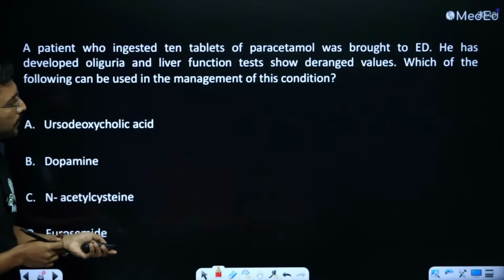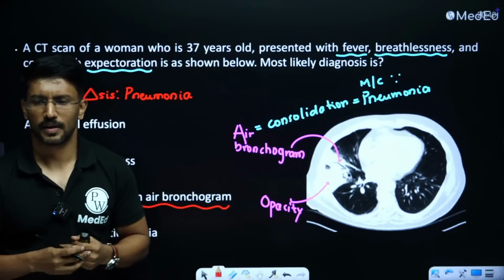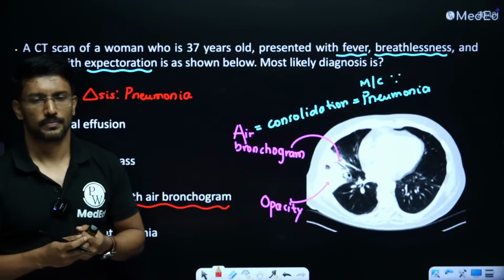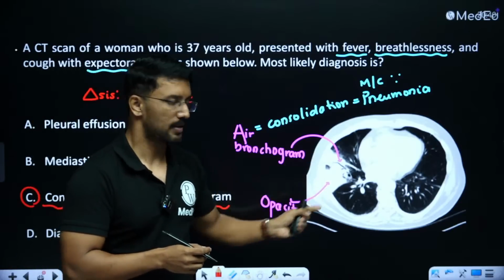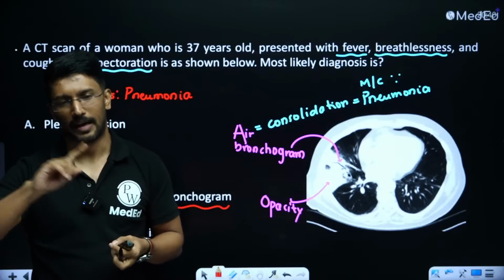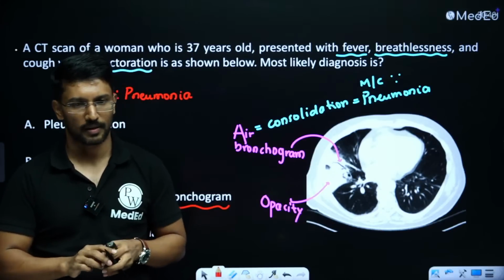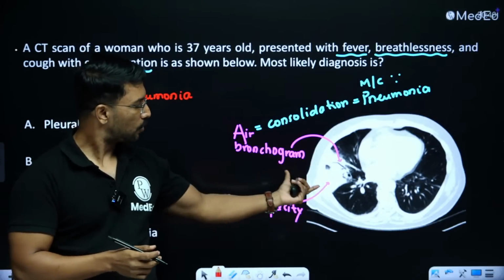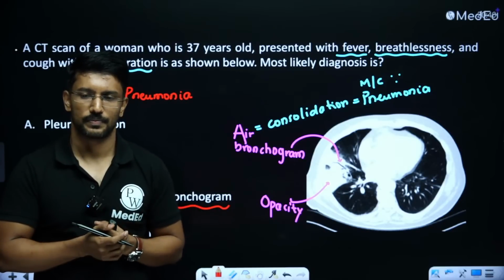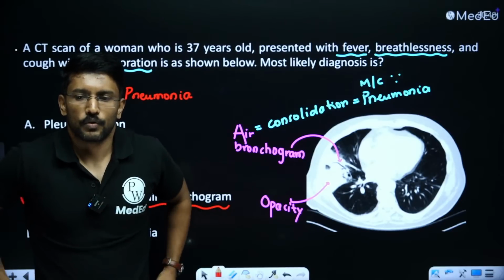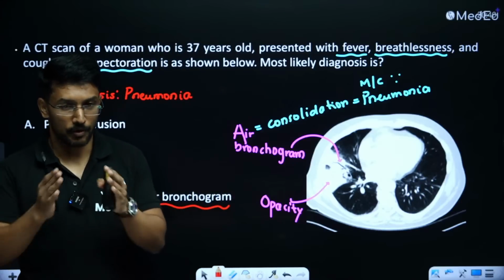Can anybody tell me where else you get this wedge-shaped opacity? Without, of course, the air bronchogram. Wedge-shaped opacity. I'll give you the context. Air travel, followed by which the patient presented with shortness of breath, and you get a wedge-shaped opacity on the X-ray or HRCT. What would you think of? I'm giving you a lot of context.